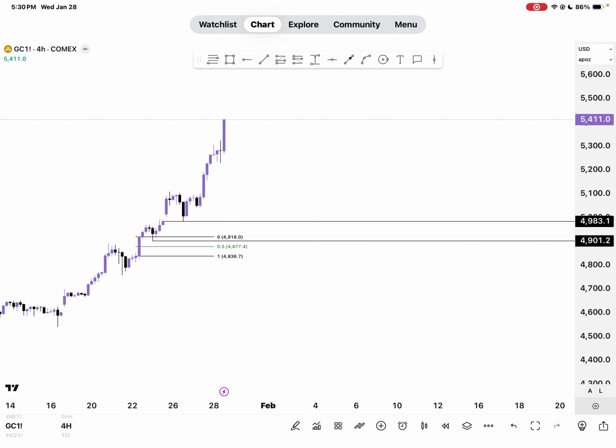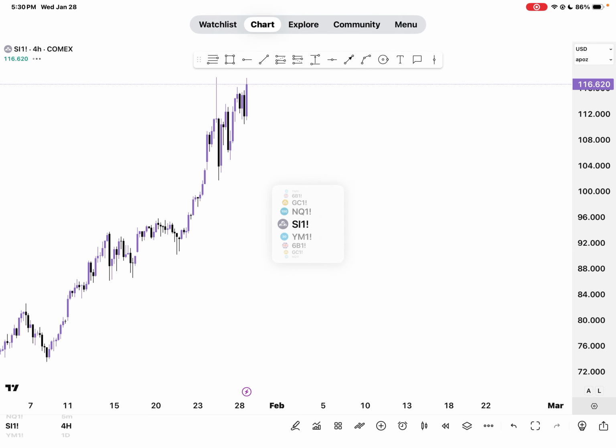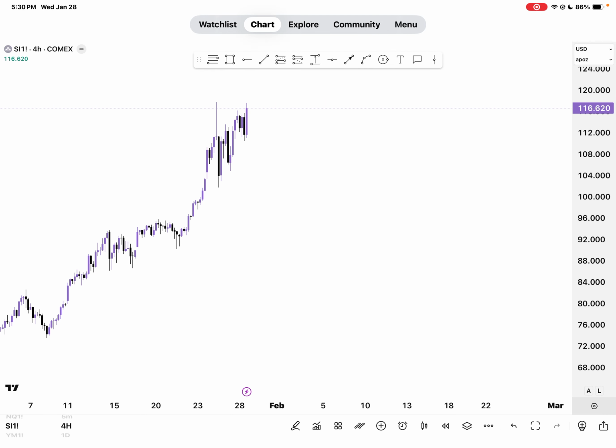On gold, it's just absolutely on a tear right now. This is just due to geopolitical factors, debasement of the dollar, a lot of stuff. Same thing with silver. We're just continuing to press higher. Not much really to say there.